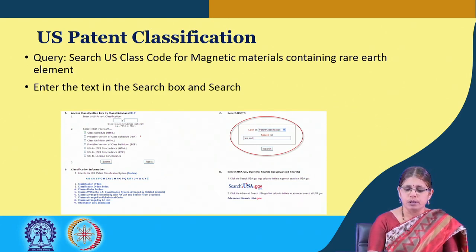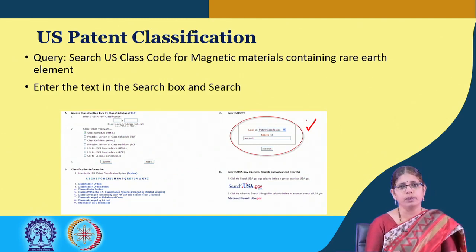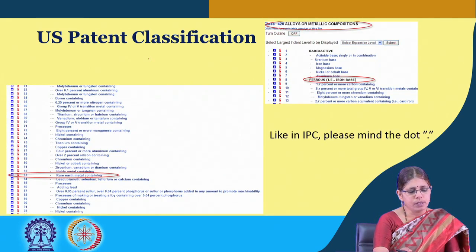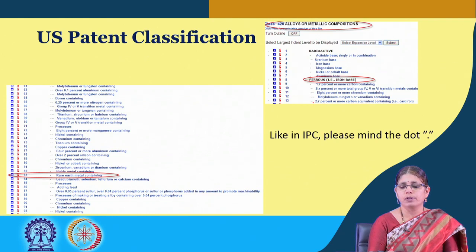Now, if you look at the USPTO link, you have look by patent classification. There you can put in particular details of an invention and look for all the codes that are relevant to the particular invention. And this is how it throws up the results.